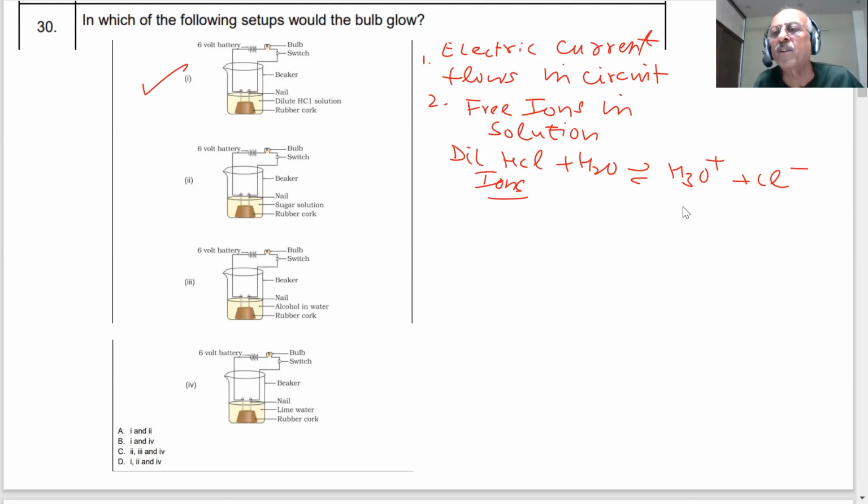HCl, you know, is an acid. Acids produce hydronium ions, H+ ions, in the water. Therefore, the bulb will glow.